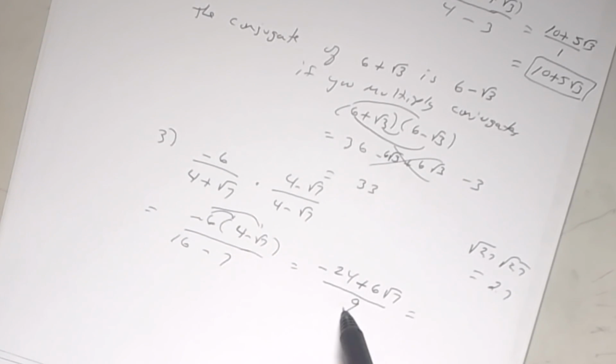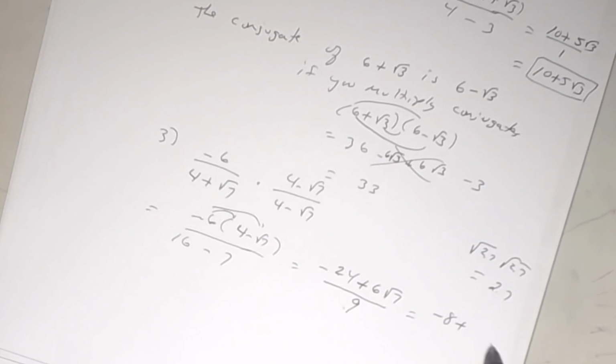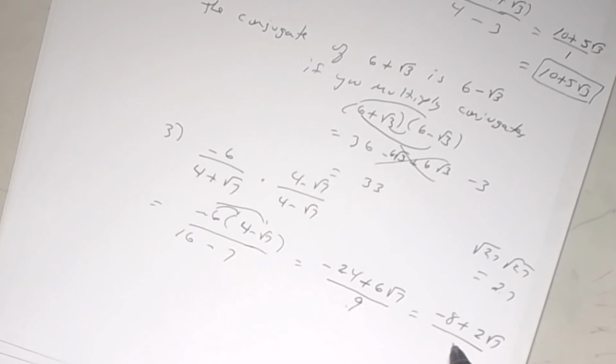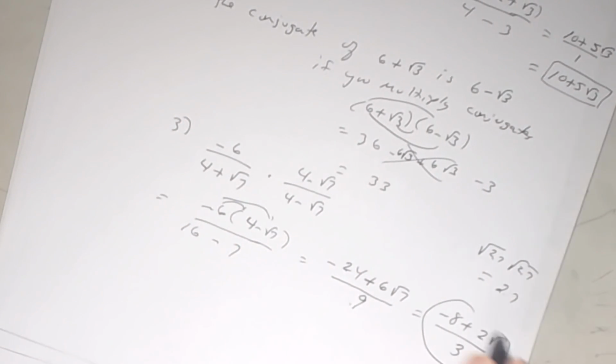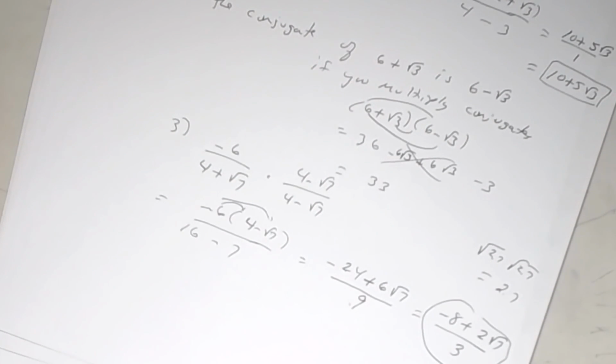But these numbers are divisible by 3. So what's negative 24 divided by 3? Negative 8. Plus what's 6 divided by 3? 2 square root of 7. And what's 9 divided by 3? 3. That should be your final answer. Okay? So if you can reduce, then go ahead and reduce.